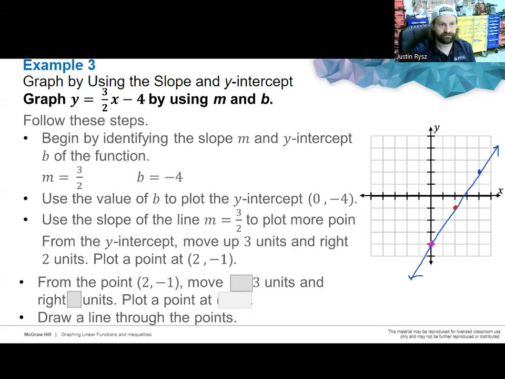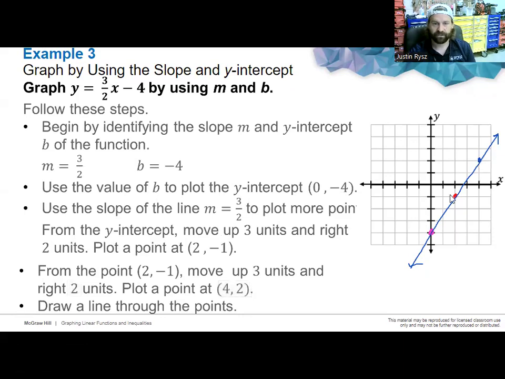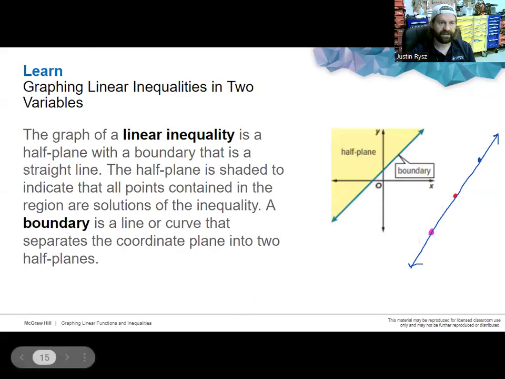Here's our equation. Oh, I forgot the last couple of points here if you want those. So from that second point, 2, -1, we're going to go up 3, right 2, keep that slope going. We're at another point here, 4, 2. Okay, so that is graphing linear equations. So anything where we have an equal sign.